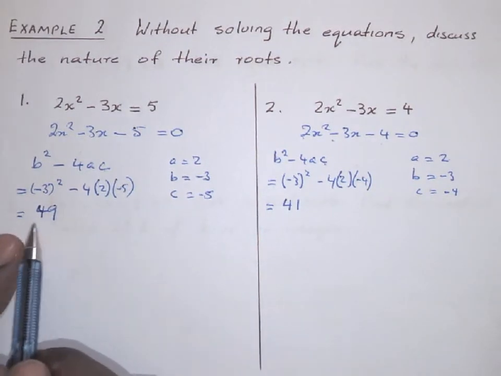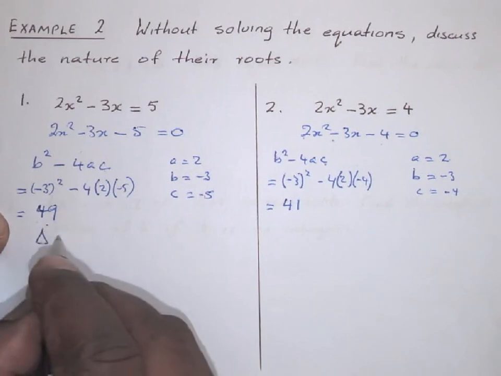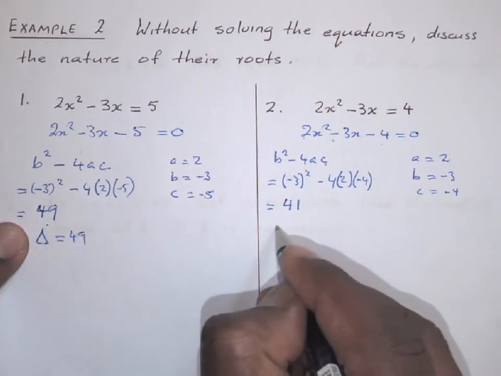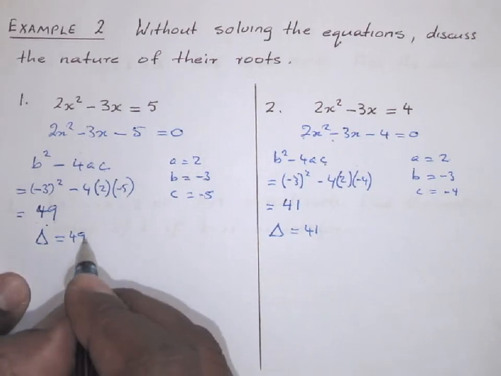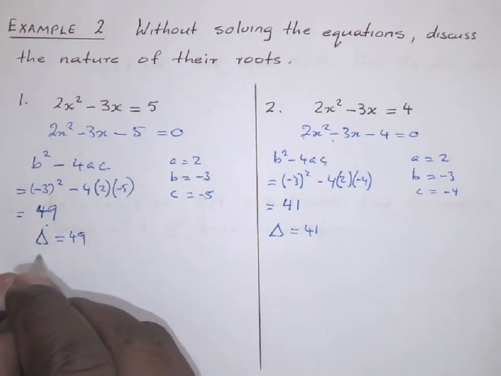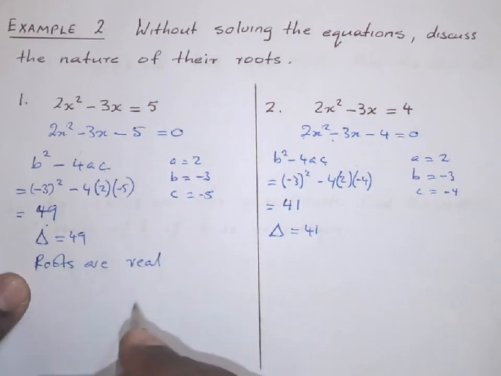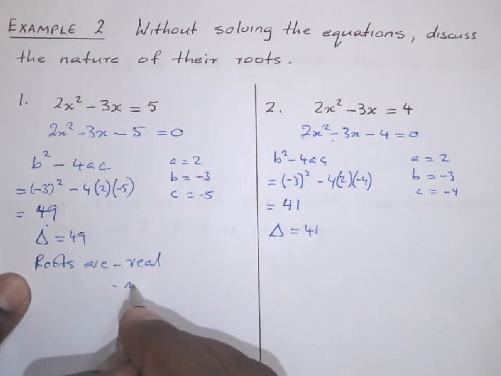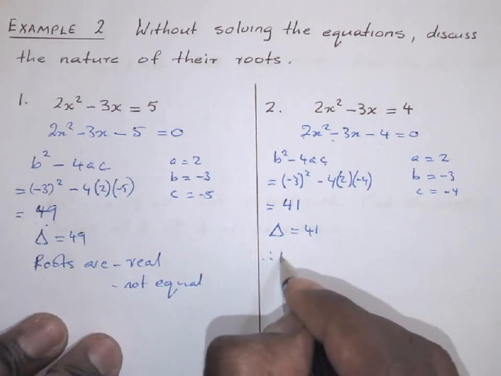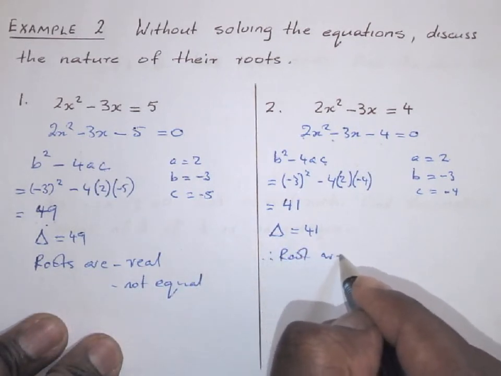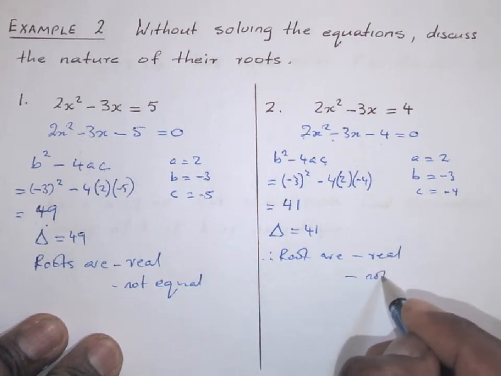Now we can see that the discriminant is 49 here. Let's check. The discriminant is 49 here. The discriminant is 41 here. Now, what's the difference? Because this is a positive number, we can say the roots are real, and we also know that they are not equal. Same thing here. We say the roots are real, and we also know that they are not equal.